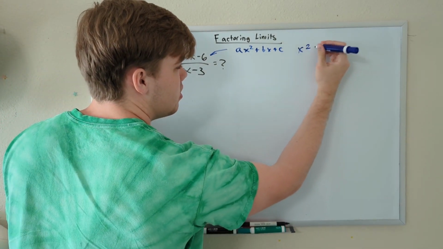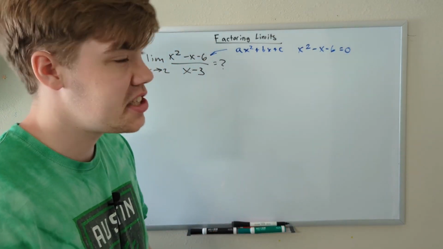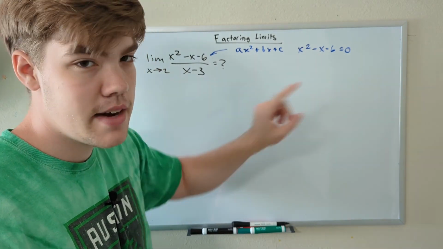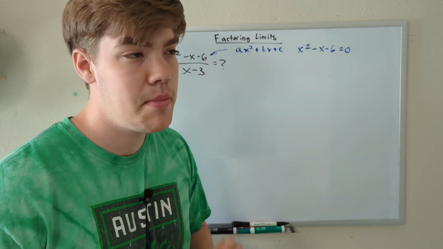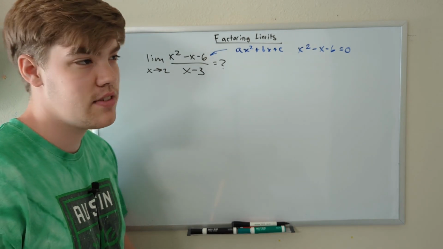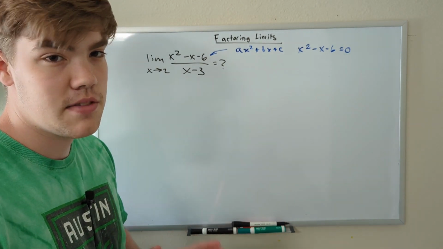x squared minus x minus 6 equals 0. So my question to you, what are two numbers that add together to equal negative 1 and multiply to equal negative 6? That will give us our factors and make this problem much simpler. I'll give you a hint, you already know one of the factors because of how this problem is set up. Think you've thought of that factor?